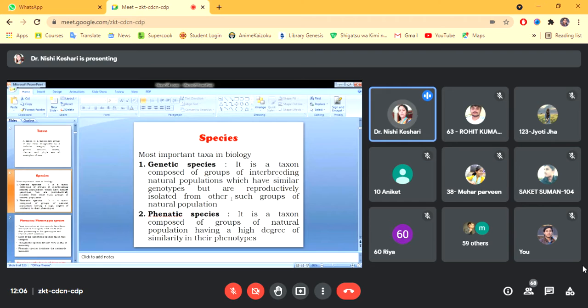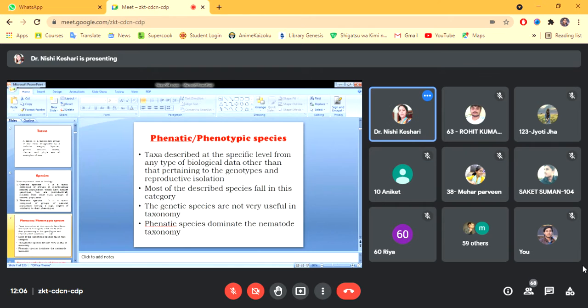Means if in their population some individuals have different genotypes, then they don't interbreed, but they interbreed between the populations having similar genotypes. Then phenotypic species, it is a taxon composed of groups of natural population having a high degree of similarity in their phenotypes. Means morphologically they look very much similar to each other. Then the phenetic or phenotypic species. So you already know that these are morphologically very close. So these are taxa described at the specific level from any type of biological data other than that pertaining to the genotypes and reproductive isolation.